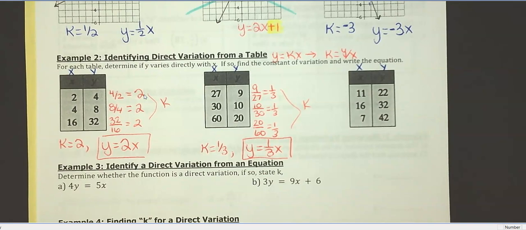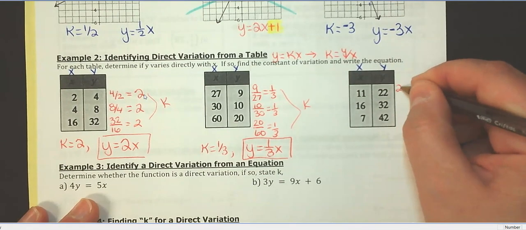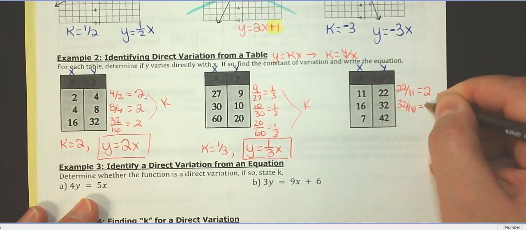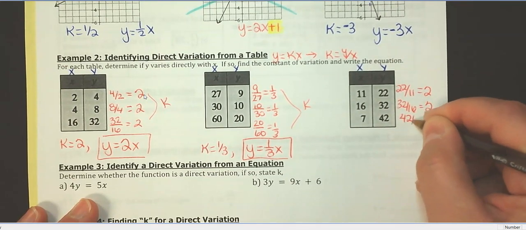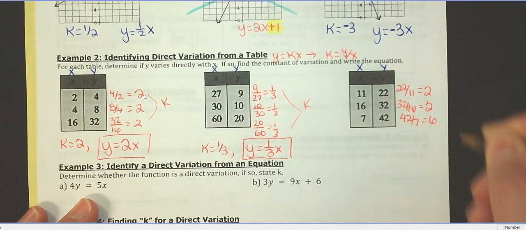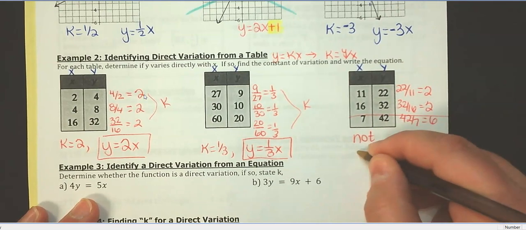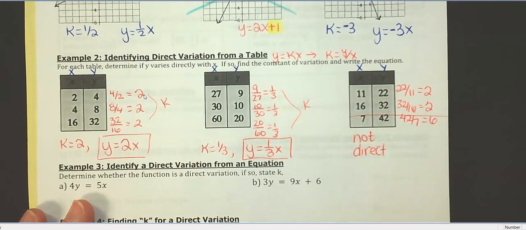And then I got one more here real quick. This one, right? 22 divided by 11, that's 2. 32 divided by 16, also 2. 42 divided by 7, though, that is 6. So that screws the whole thing up. And if even one of them is different, then it's not going to represent a direct variation.